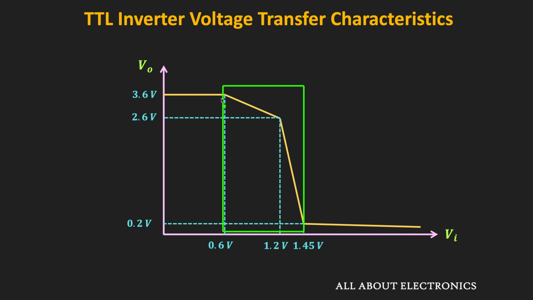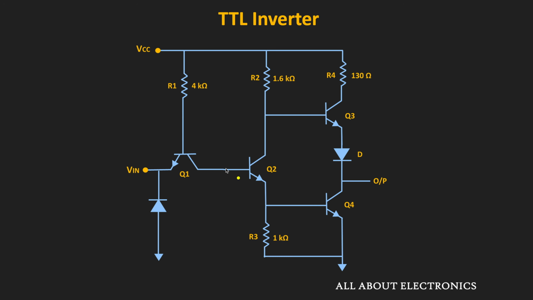So first of all, let us see when this Q2 will get turned on. Here, this Q2 will be in the on condition when the voltage at the base of the Q2 is more than 0.7 volt. So it will happen when the input is more than 0.6 volt. Let's say the input is equal to 0.7 volt. Then the base of the Q1 will be at 1.4 volt, right? And if we see the voltage at the collector, then that is roughly equal to 0.8 volt.